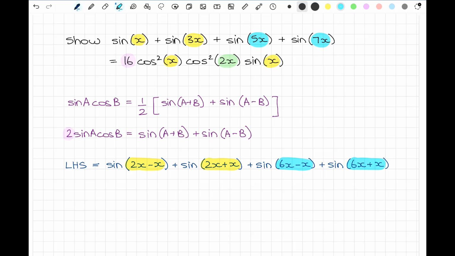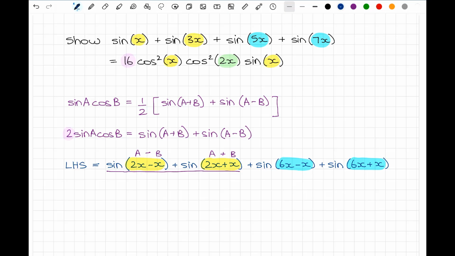And now that I've written it in that format, hopefully it's clearer to see the link between what we've got on our left-hand side and this product to sum result, which I've got as 2 sine A cos B equals sine A plus B plus sine A minus B. In our case, for the first two terms, effectively the A and B we can think of as A being the 2x and B being the x. So I've got the sine of A minus B plus the sine of A plus B, which is fundamentally the same as the result we're working with.